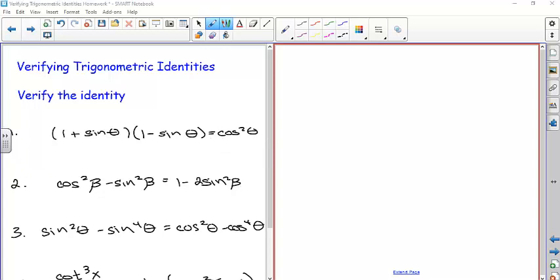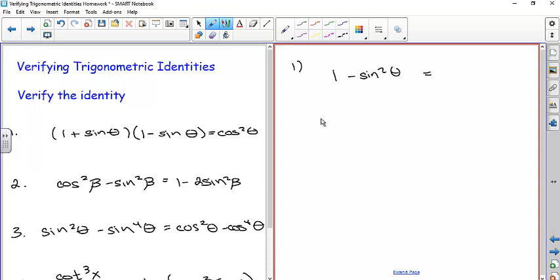Now, if they both look similar, then you just have to do some manipulation. So the first one here, you can see the left-hand side looks more complicated. So what we would do is we use FOIL. So you get 1 times 1, which is 1. Outer would be negative sine theta. Inner would be positive sine theta. So sine theta minus sine theta is 0. So the inner and outer cancel out. And then you end up with 1 minus sine squared theta.